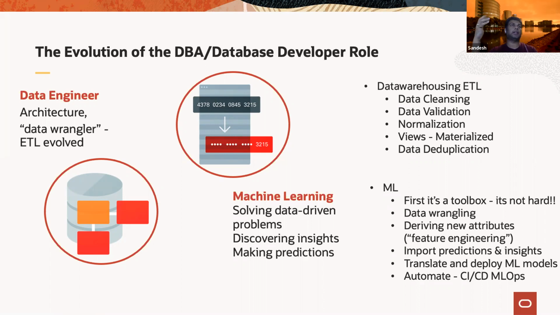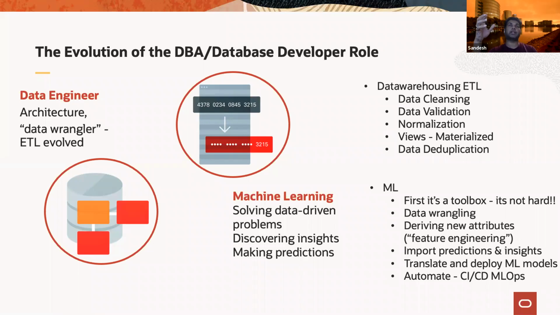Data cleansing, data validation, normalization. Remember, normalization is the process of taking data from multiple tables and trying to combine them in such a way that you require fewer accesses to basically pull the same amount of data. So first normal form, second normal form, third normal form, Boyce-Codd normal form.